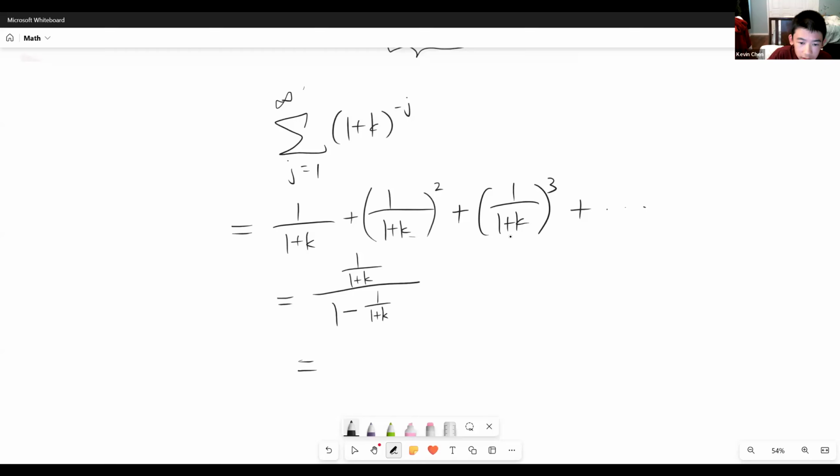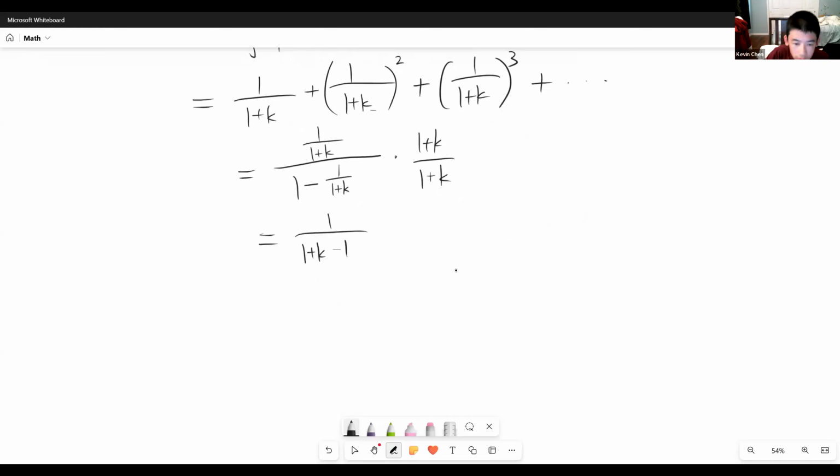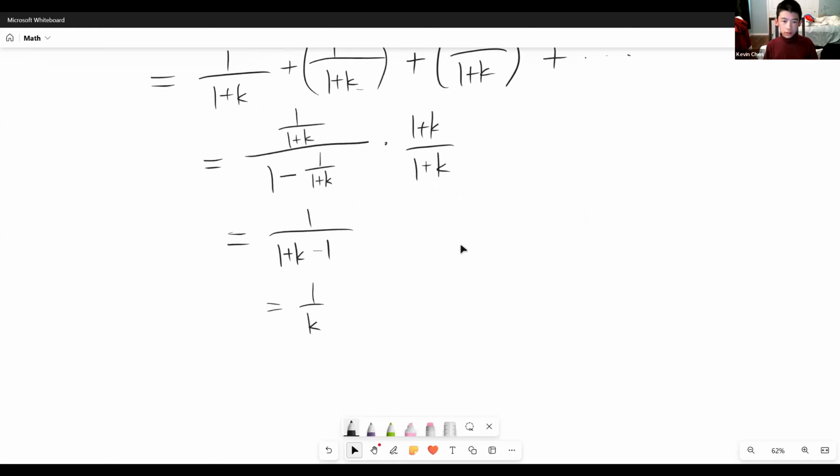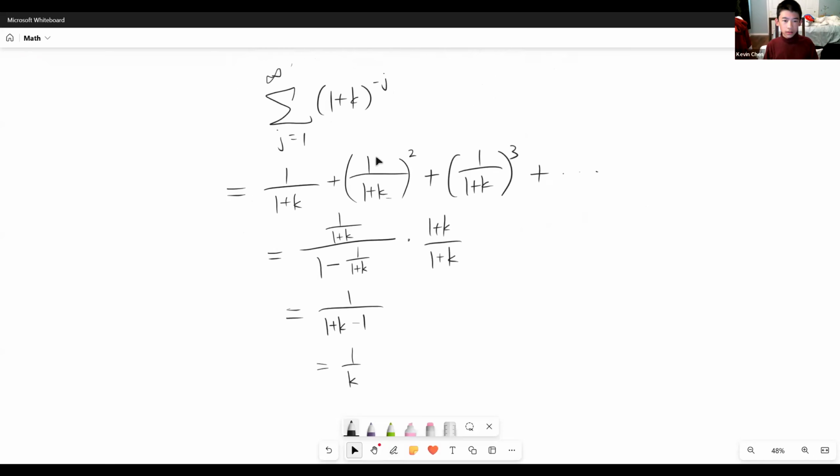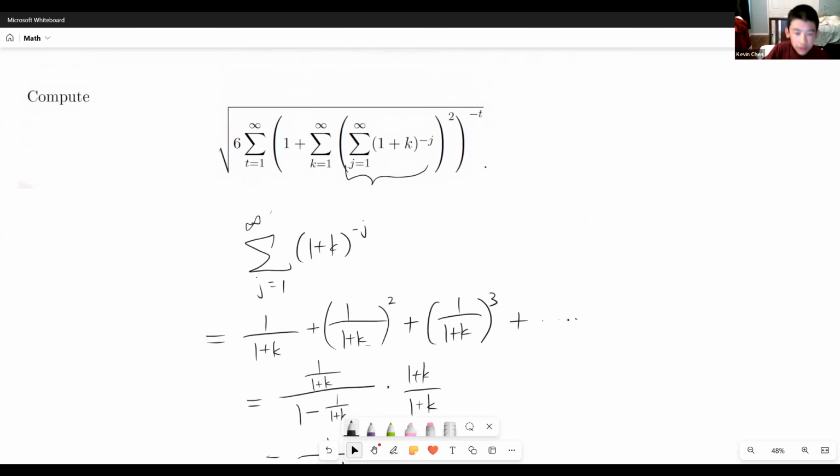And if you simplify this, if you multiply by 1 plus k on the numerator and denominator like this, you get 1 over 1 plus k and then minus 1, which is just 1 over k. So what this means is that this summation over here is just equal to 1 over k. Sorry.